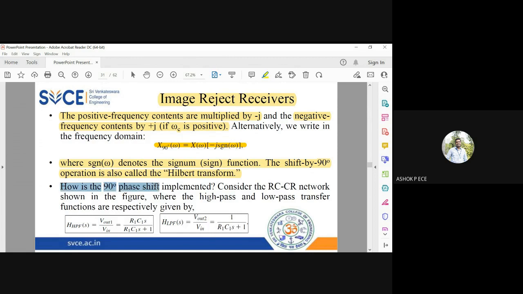Definitely, phase shifters we are implementing using RC and CR networks. Either I'm going to use a low pass filter or I'm going to use a high pass filter. So the transfer function of the low pass filter is given here. The transfer function of the high pass filter is also given here.